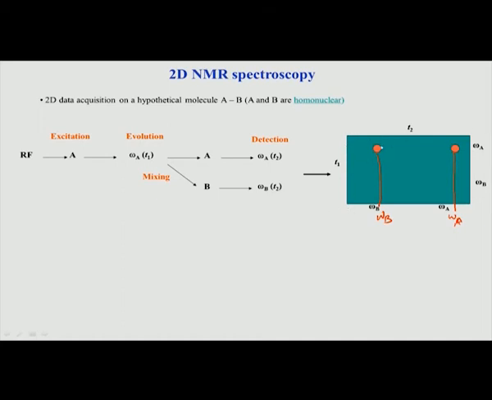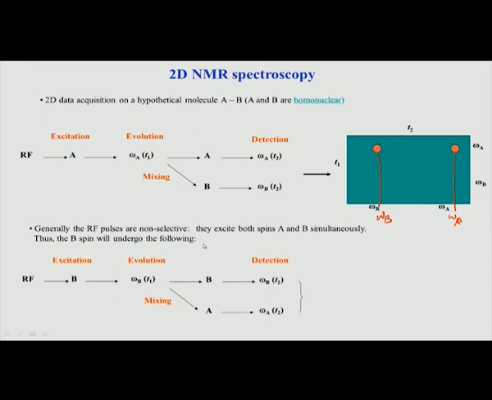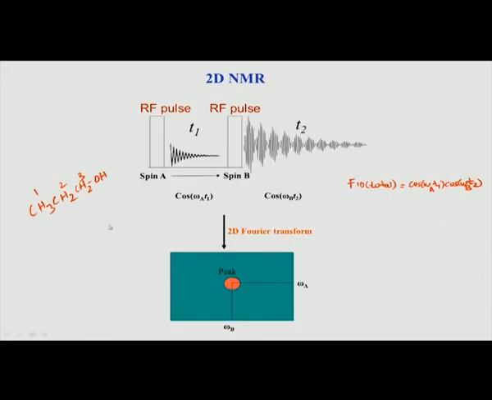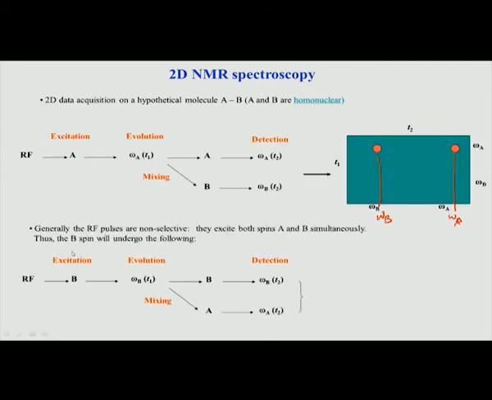So, this is the scenario if you consider A, but remember we started from A here. But as I said, generally the pulses are non-selective, which means they excite A and B simultaneously. Thus, the spin B will also undergo the following, which we will show here. So, now this excitation is for both A and B. Let me go back to the previous slide: we are talking about the first pulse. It is not only applicable to A, it is applicable to B also. So, all the spins.